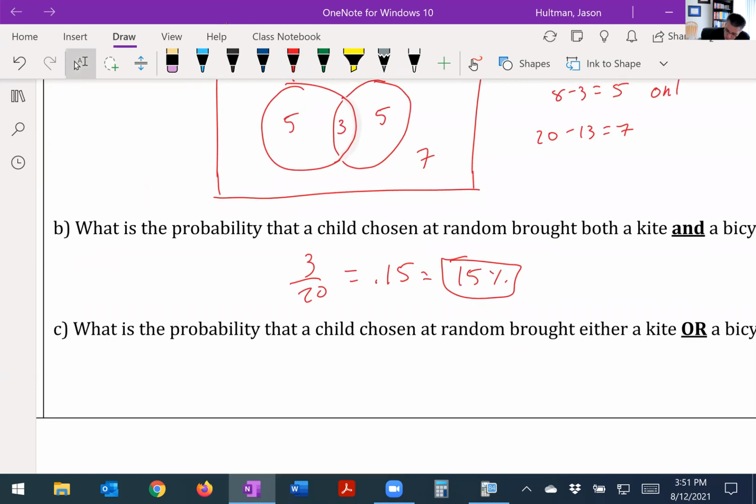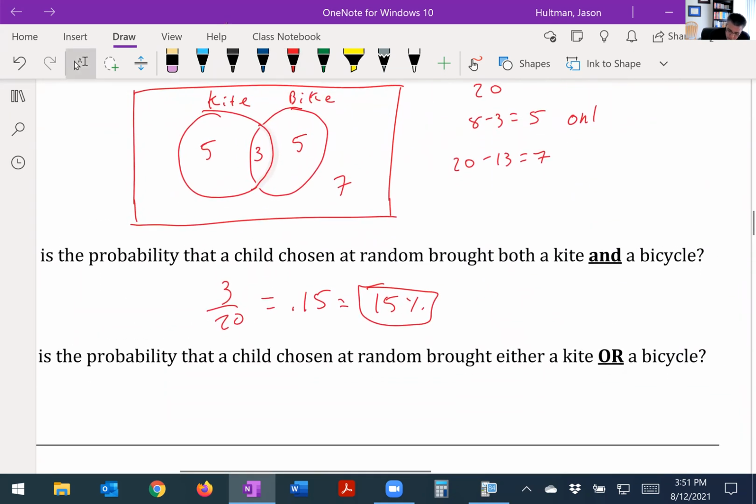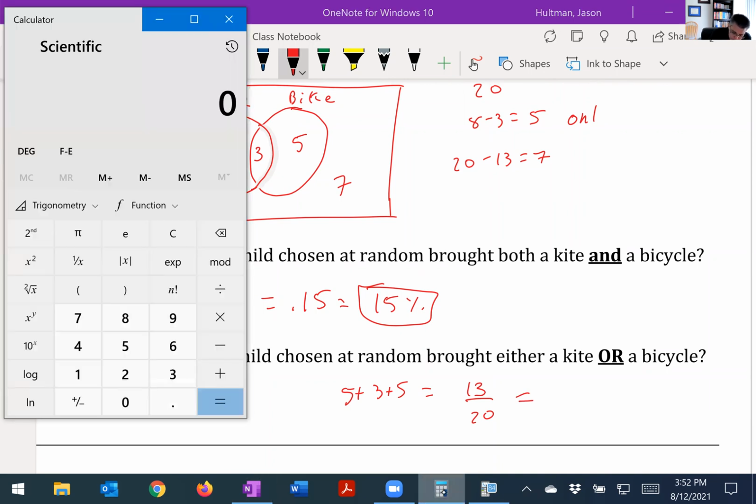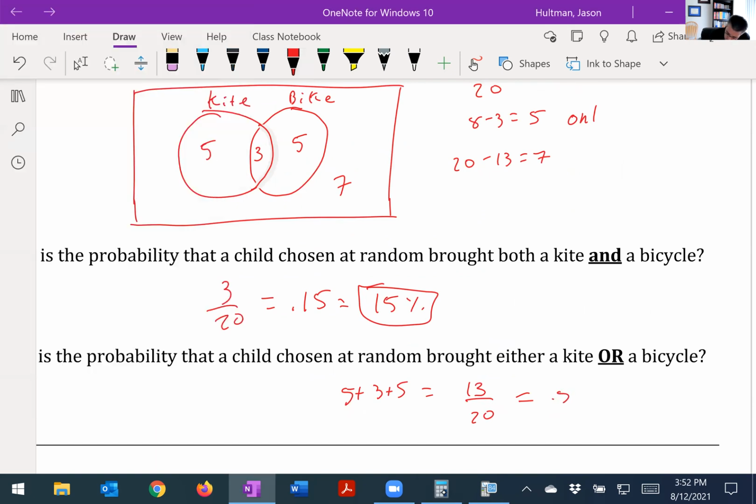Who brought a kite or a bicycle? Well, that's going to be the 5, the 3, and the 5. That's 5 plus 3 plus 5, which is 13 over 20. 13 over 20 is 0.65, or 65%. So 65% brought a kite or a bicycle.